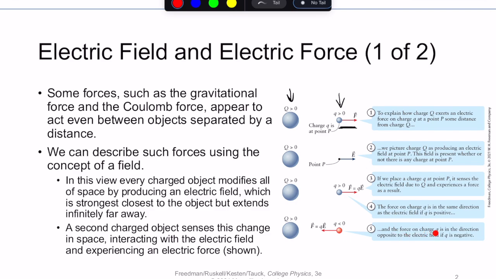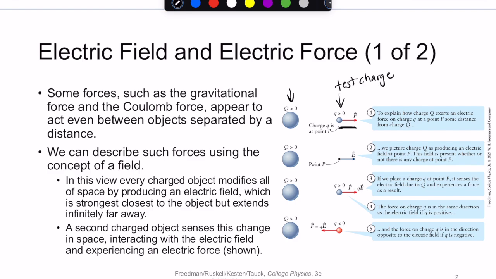So the force on charge q is in the direction opposite to the electric field if little q is negative, and that force is going to point in the same direction as the electric field if little q is positive. This is the concept of electric field. The electric field allows us to generalize the force that big Q would exert on any arbitrary little q that goes near it. That's why we call little q the test charge.